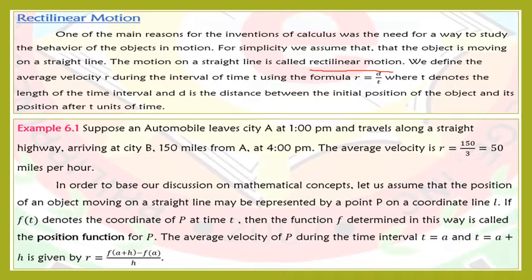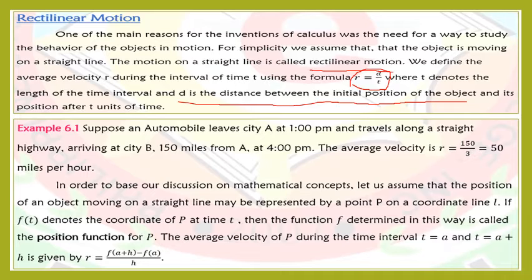We define the average velocity r during the interval of time t using the formula r equals d over t, where t denotes the length of the time interval and d is the distance between the initial position of the object and its position after t units of time.